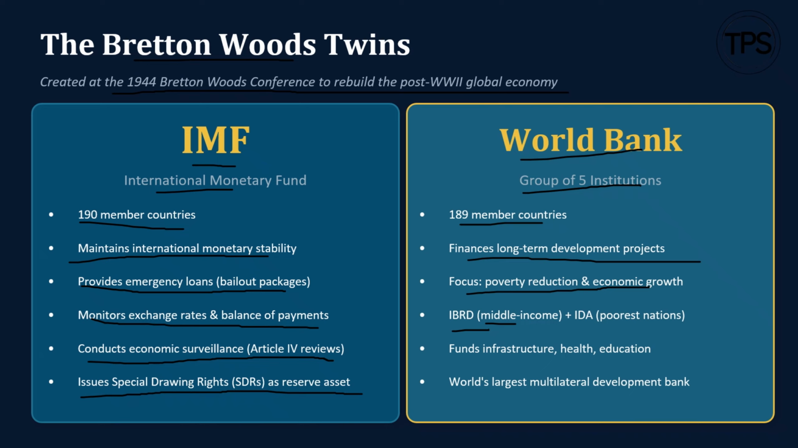Now, another is IDA. IDA is for the poorest nations. IDA stands for International Development Association. It was formed in the 1960s. It provides low interest rate loans, interest-free loans, and grants to the world's poorest countries to support development and reduce poverty. The key areas are education, healthcare, clean water and sanitation, infrastructure, agriculture, and economic development.